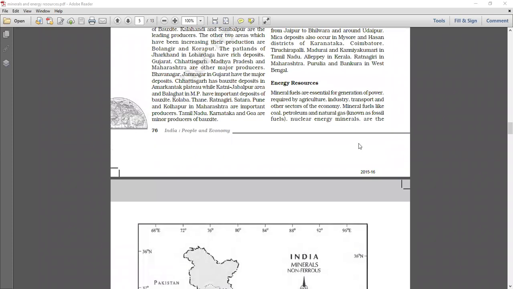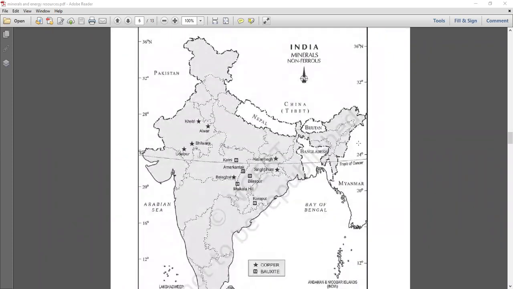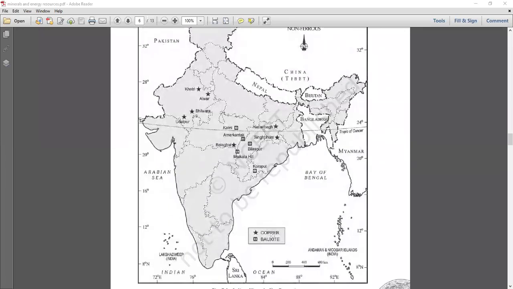So these are the minerals, the mineral fuels, which are used for generating power. These all are non-ferrous minerals. जैसे देखिए copper, copper here denoted by the star symbol. You can see copper is found in the Khetri, and Khetri is located in Jhunjhunu. Copper is found in the Alwar. It is found in the Bhilwara, Udaipur.